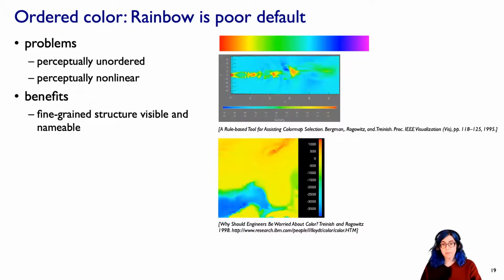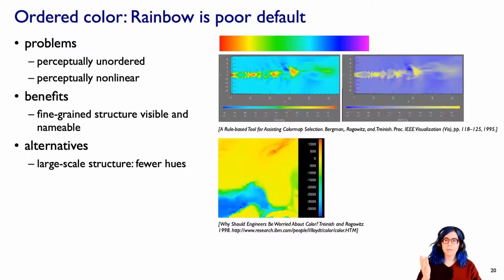But what are some of the benefits of rainbows? It's not that they're all bad. It's that we can actually have fine-grained structure be visible and nameable. And in this picture, we can talk about the red parts versus the yellow parts versus the green parts. That makes us focus on the fine-grained. Now, in contrast with the one on the bottom, it can actually be difficult to tell what's going on. We'll come back to that one in a minute.